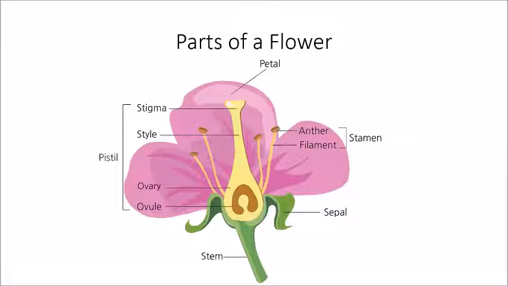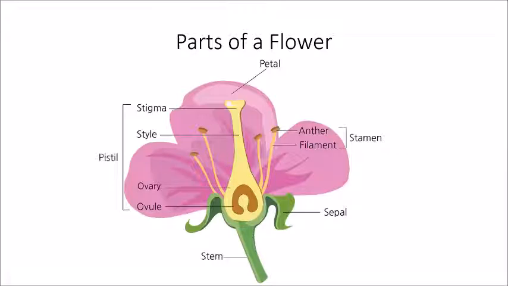But we'll elaborate more on that in our second video when we talk about fertilization. Okay, so that's it for the female part of the flower called the pistil. Next, you have the stamen. Okay, so the stamen is the male part of the flower.